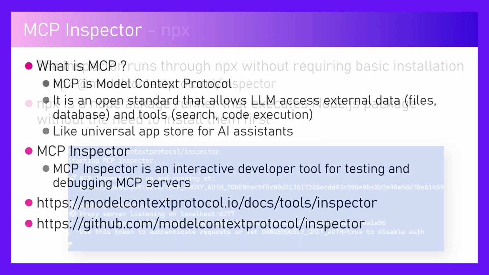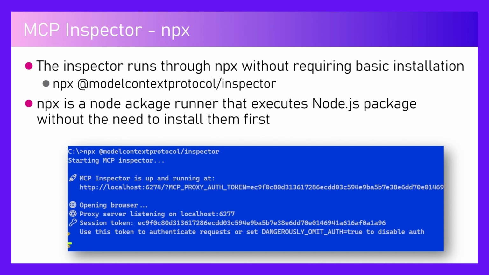Now, how does this MCP tool work? You just need to run an npx command. In your command prompt, you run as an admin, and you run this command: npx @modelcontextprotocol/inspector. This command runs the inspector through npx without requiring a basic installation.